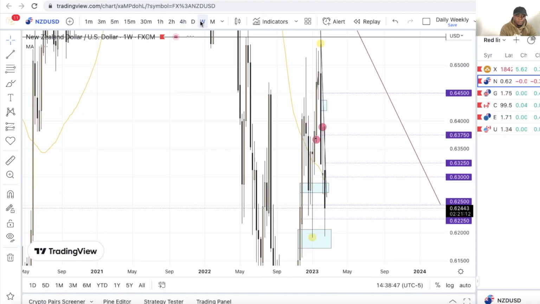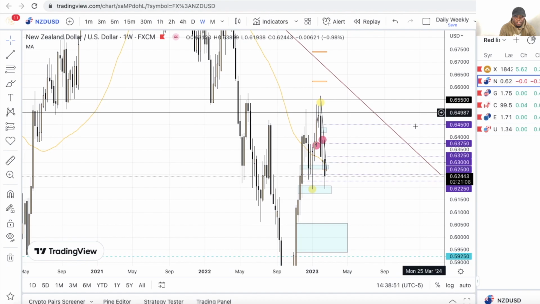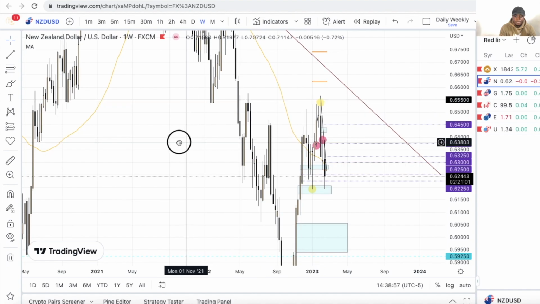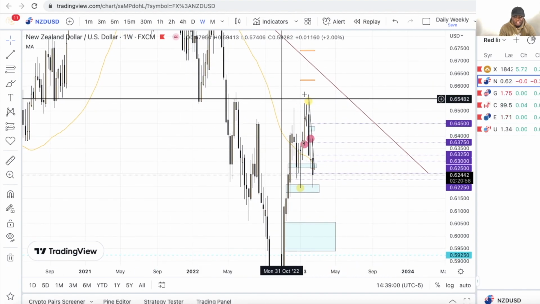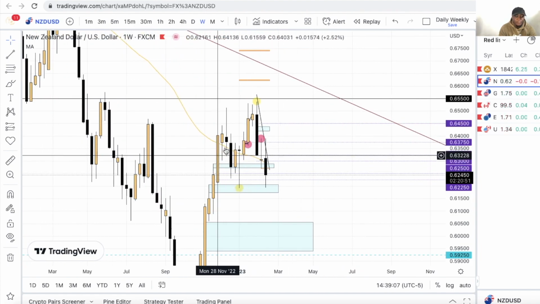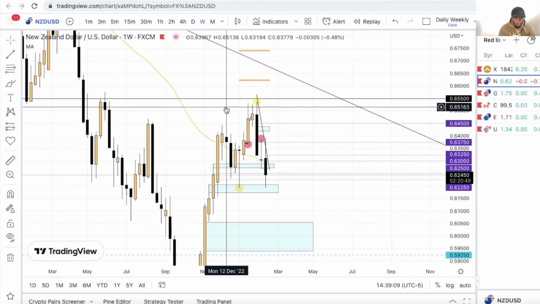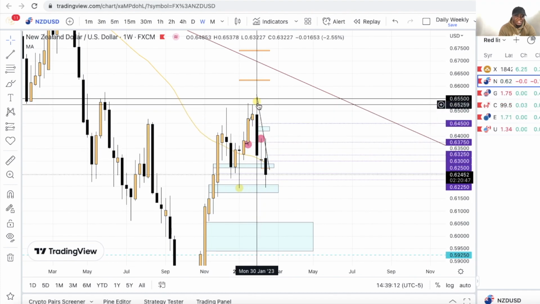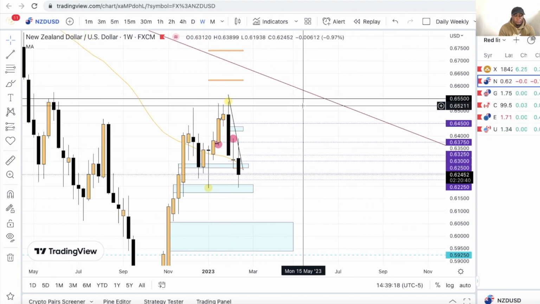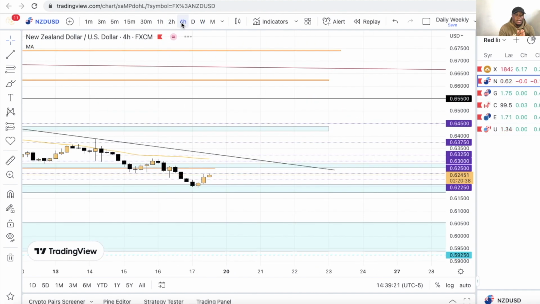So if you go on the weekly, you can see we're struggling to get above this level right here, the 65500 psychological level. We're struggling. We had the three drive, 1 drive, 2 drive, 3 drive, each time taking out the higher highs, and then we had a push to the downside.